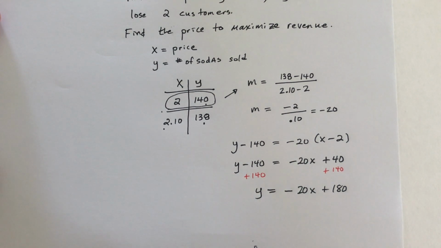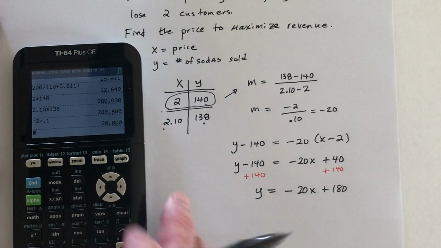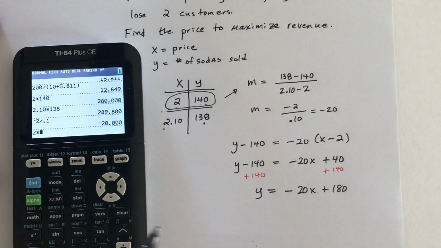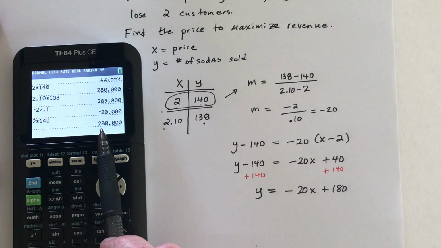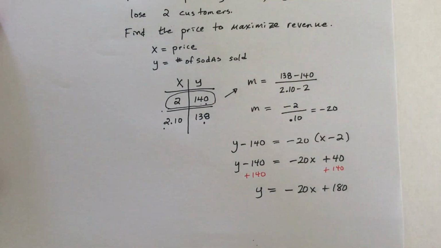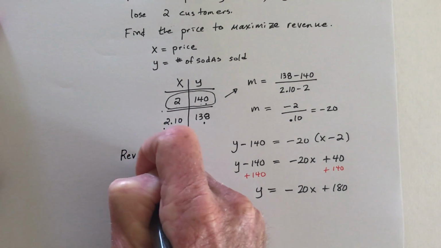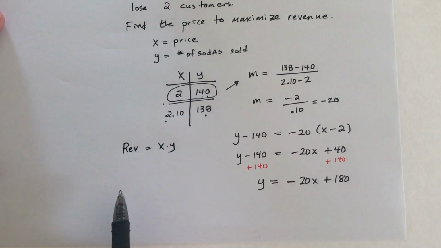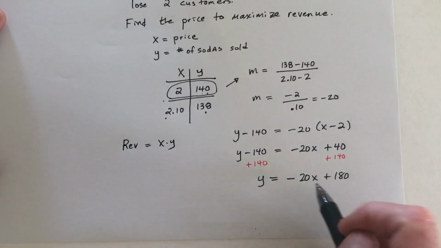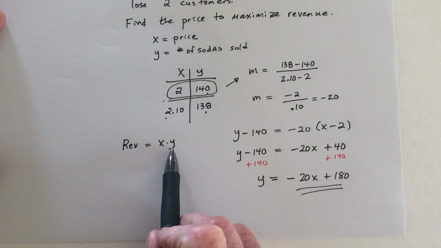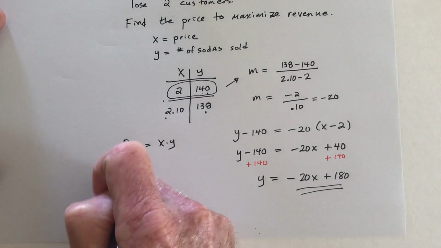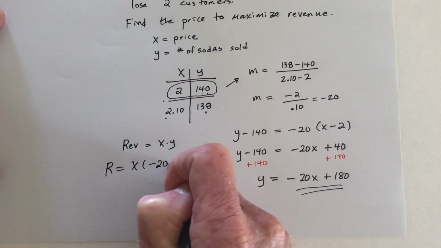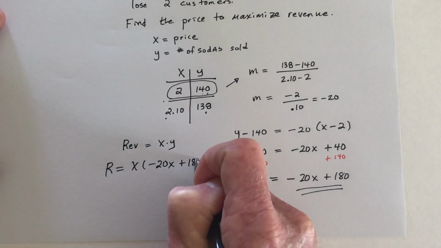And now for the revenue. Well, like I did earlier, when I take the x times the y, so the $2 a piece times 140, that equals $280. So in general, the revenue just equals x times y. So multiply the price times the sales, that's how much money they're bringing in. And like with the other ones, we already know what y equals, so we can replace this y with this. So revenue is going to equal x times negative 20x plus 180.